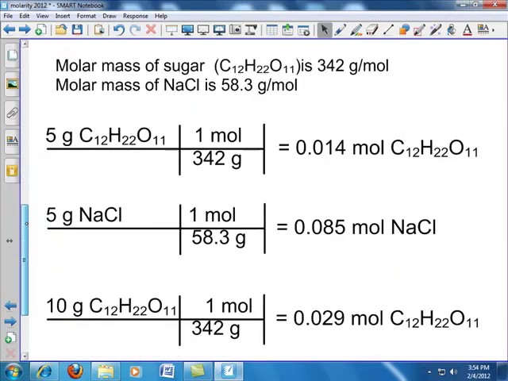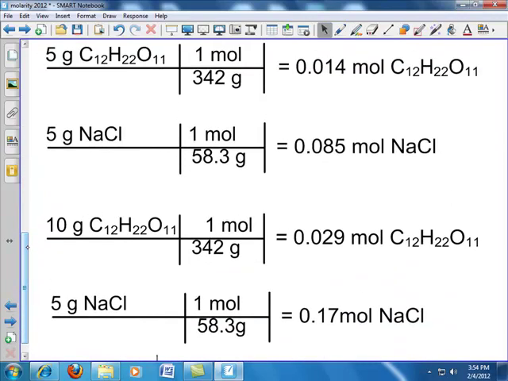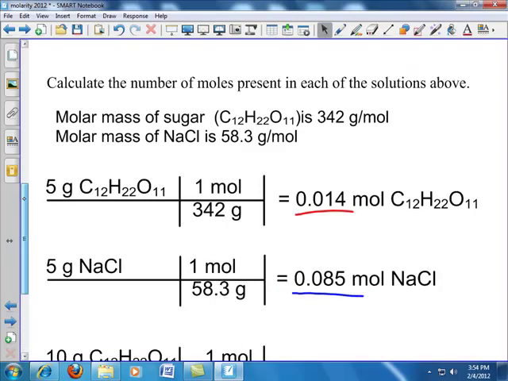Okay, so if you made those calculations, these should be the calculations that you have. For the 5 grams of sugar, you should have calculated you have 0.015 moles. For the 5 grams of NaCl, you should have 0.085 moles. And then for the 10 grams of sugar, you should have this. And for the 10 grams of NaCl, you should have that. Those would be the calculations that you should have made.